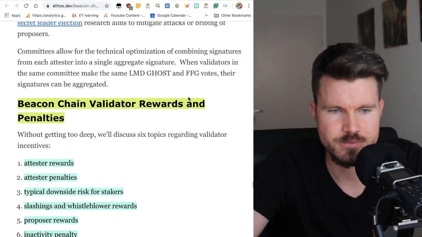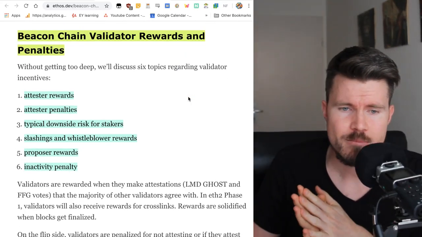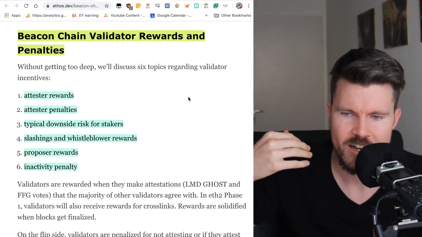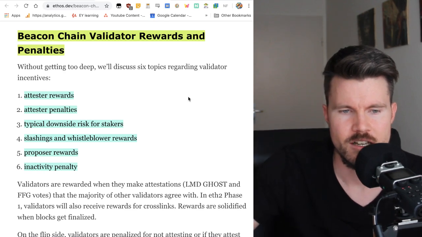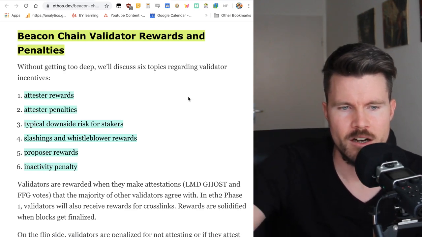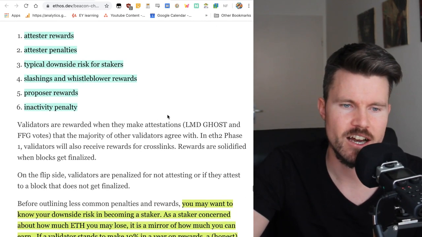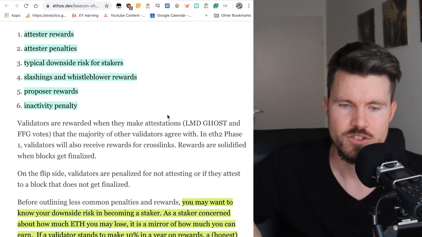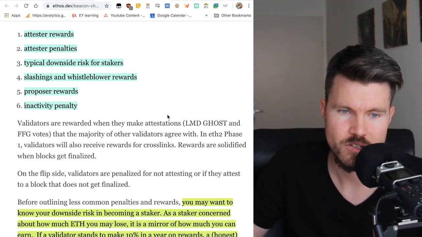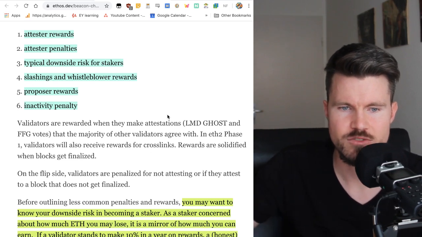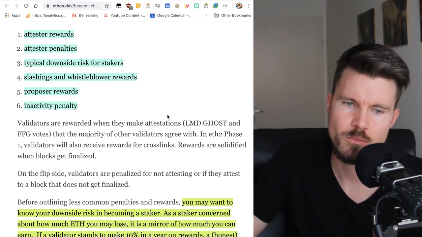inclusion on chain. Now for the beacon chain validator rewards and penalties, I made a video about that where I go more into detail about all the formulas for rewards. I'll link it here and you can check those out. But here are the most important rewards and penalties that you encounter. So the number one is attester, so voting rewards. And then you've also got voting penalties, which can also happen. Then you've got typical downside risks for stakers, slashings, and whistleblower rewards.